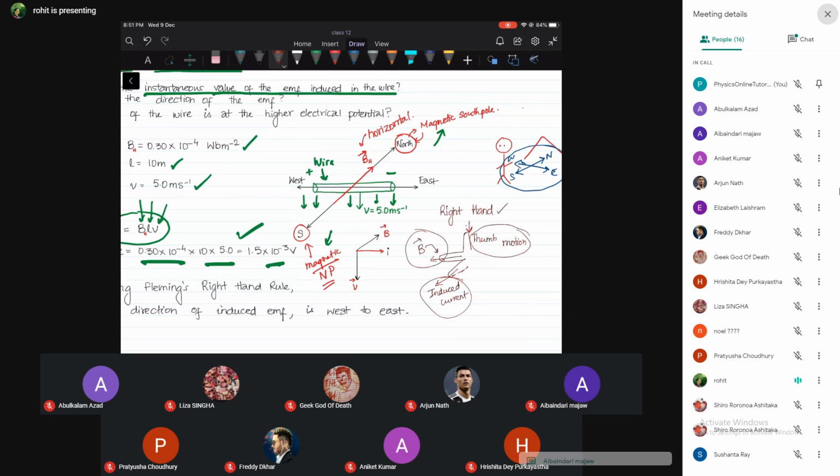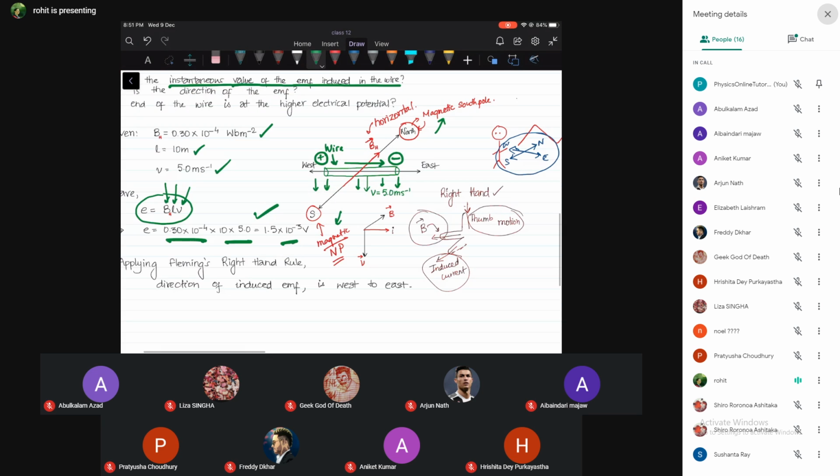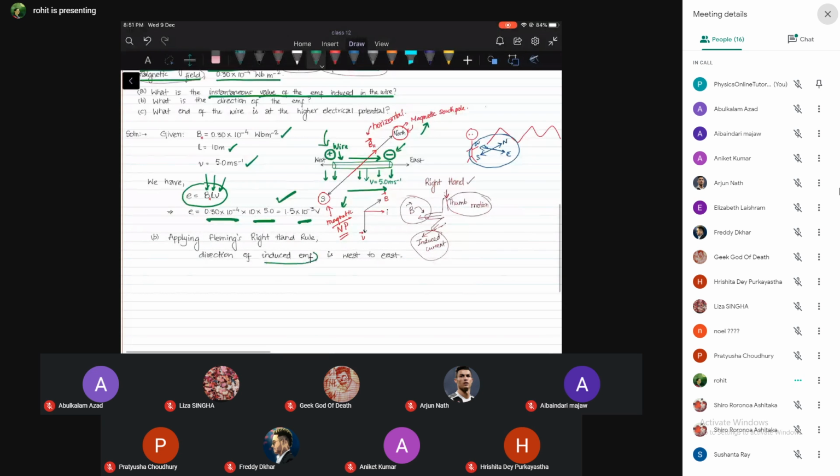So if the direction of induced current is to the right, that means this side must be positive and this side must be negative, no? Because the current is going from west to east. To the right means west to east. That means this west must be positive and east must be negative. So direction of induced current is from where to where? It is from west to east. So we have answered the second question also.